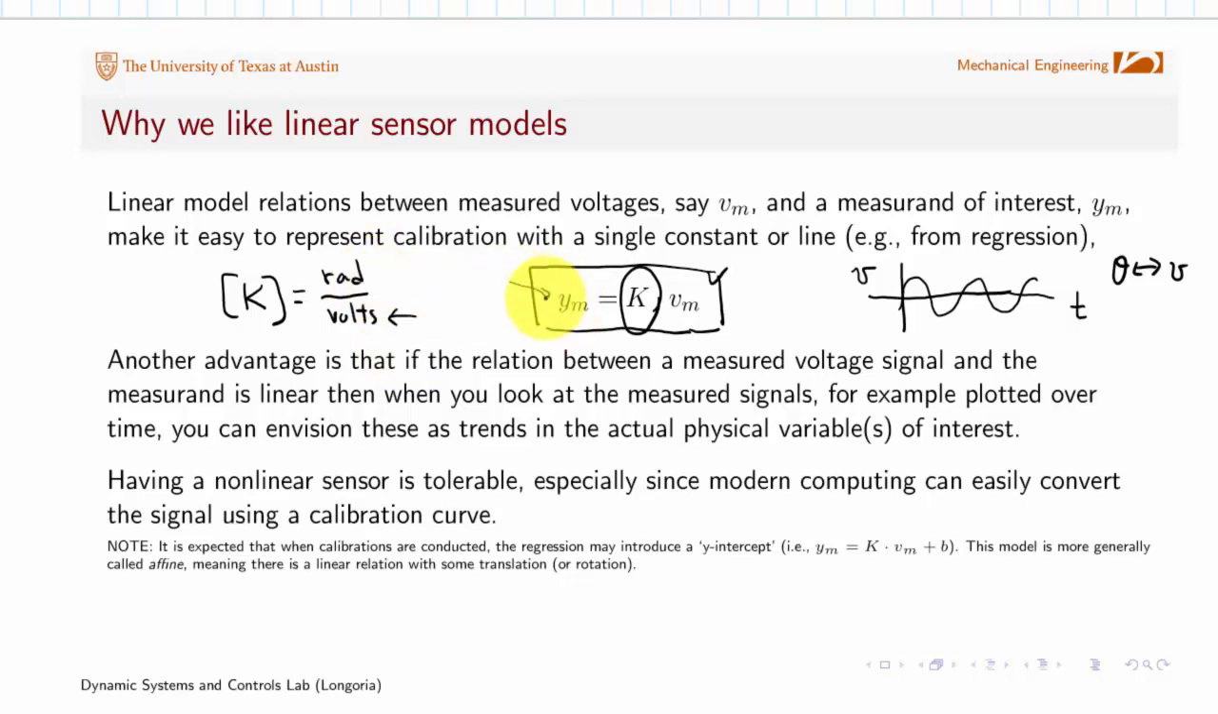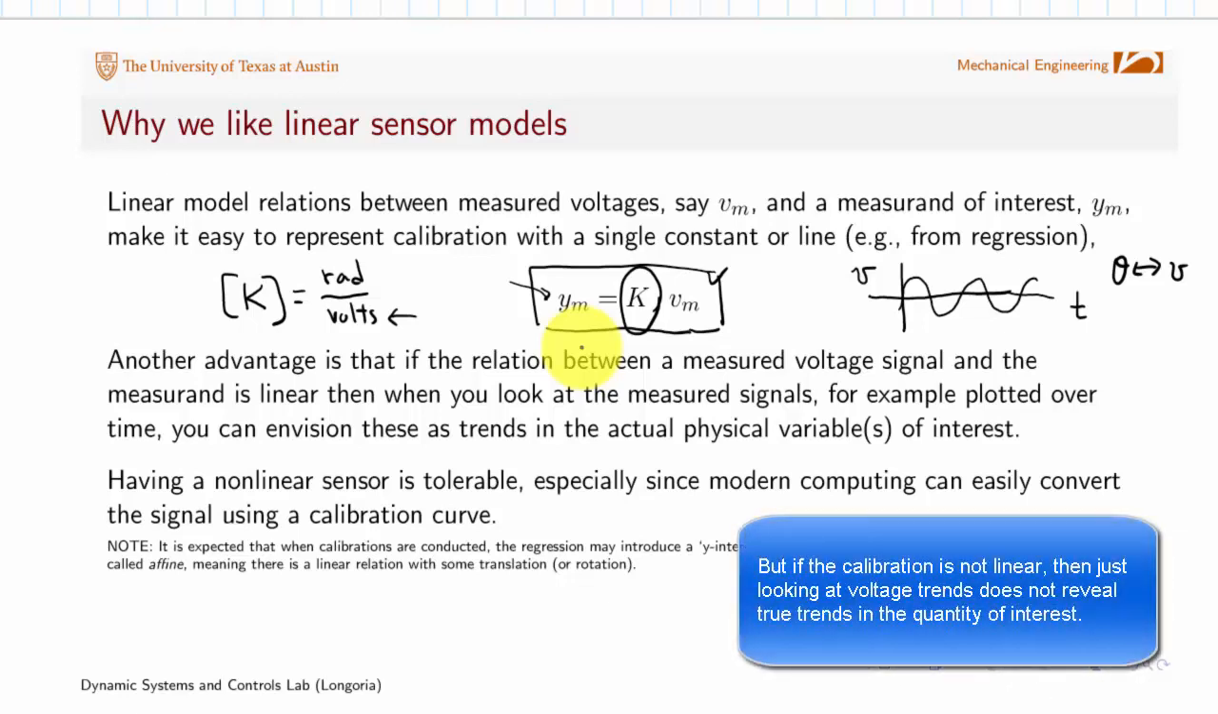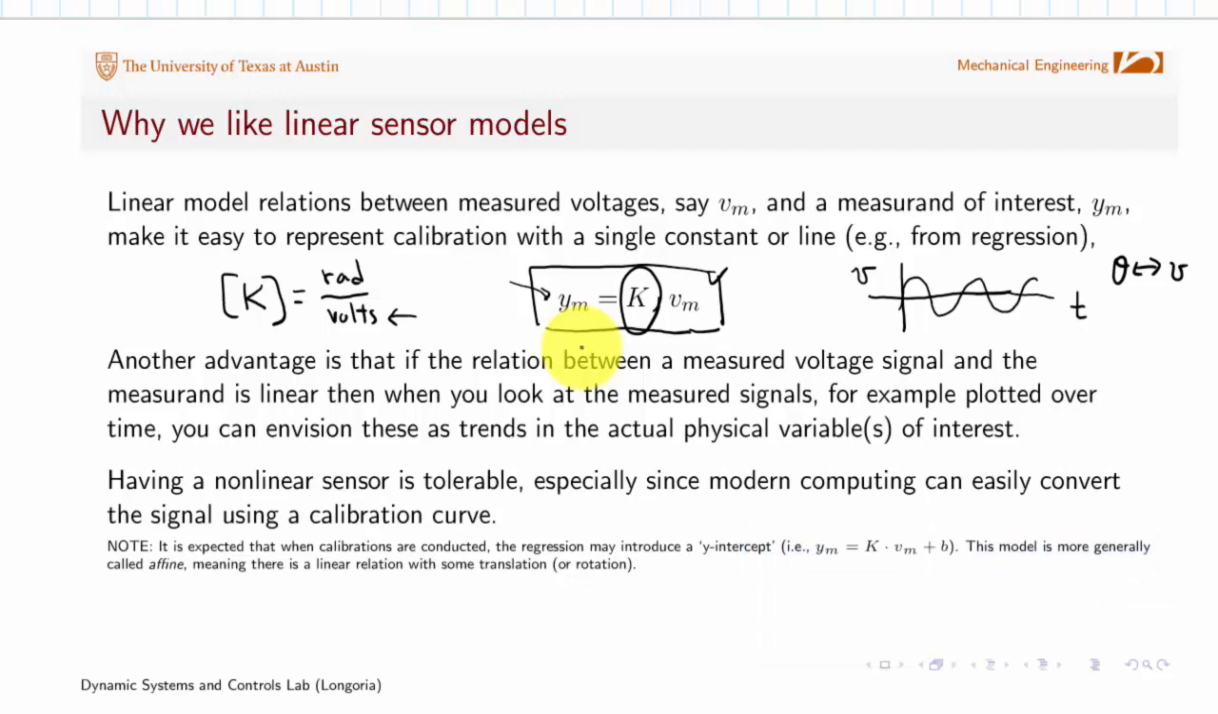Okay. Again, nowadays with computer-based instrumentation, having a nonlinear sensor is not really a big deal, because you can always put a function in there that makes this correction for you, right? So that's why it's important to run calibrations that show you how your quantity of interest, say here position, is related to the output voltage. And that's something that you will do in the lab.